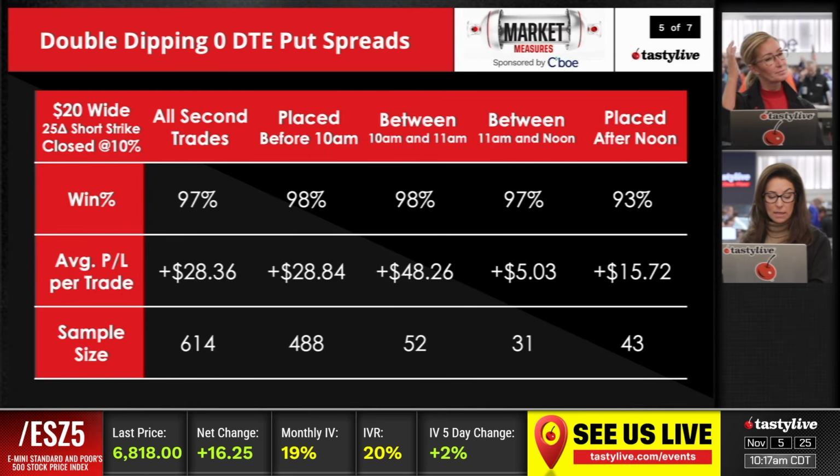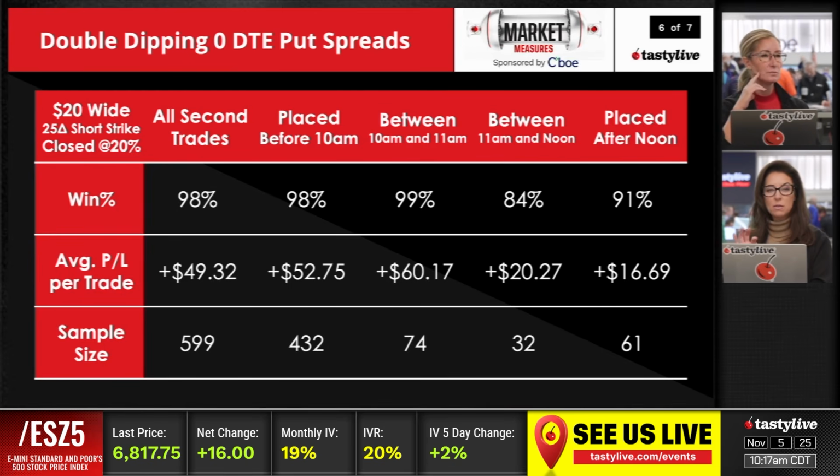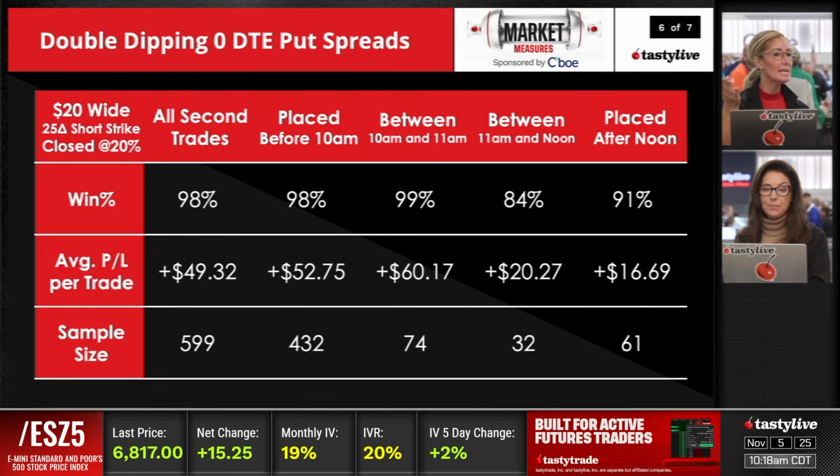Now we've got one more: $20 wide put spreads, $25 short strike, and taking 20%. You can see your average P&L goes up, and the win rate is still high. To me, I see the same thing in all of these. It's got to be before 10 a.m. because your number of occurrences really drops drastically.